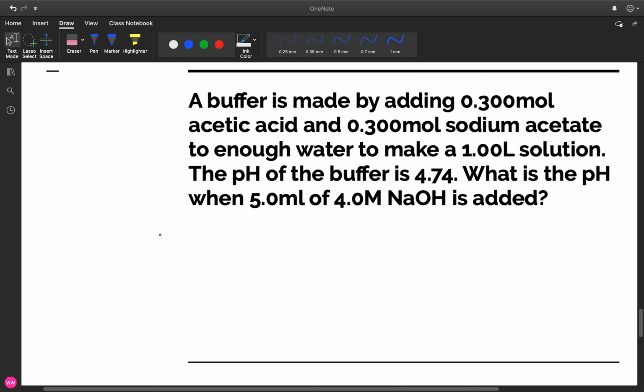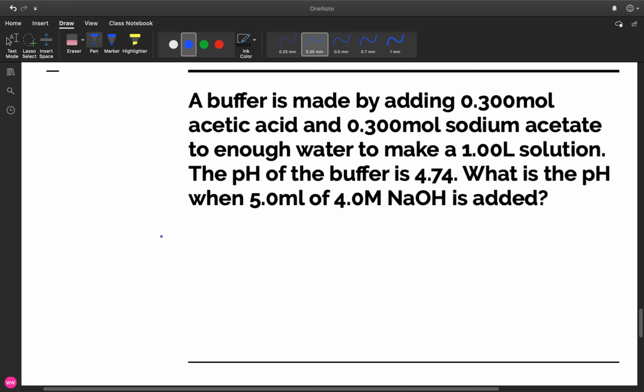A buffer is made by adding 0.3 moles of acetic acid and 0.3 moles of sodium acetate, so acetic acid, sodium acetate, to enough water to make a 1 liter solution. The pH of the buffer is 4.74. What is the pH when 5 milliliters of 4 molar NaOH is added?